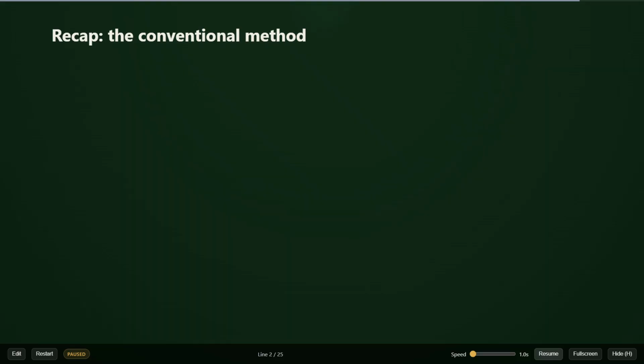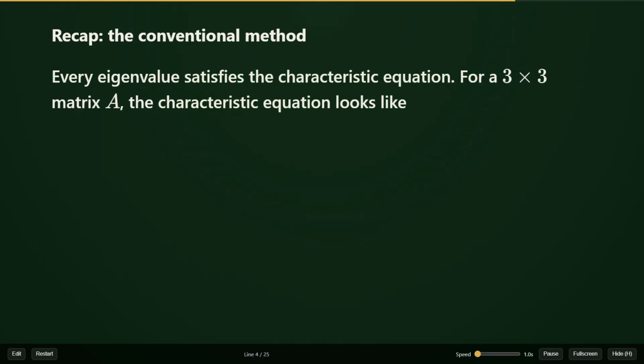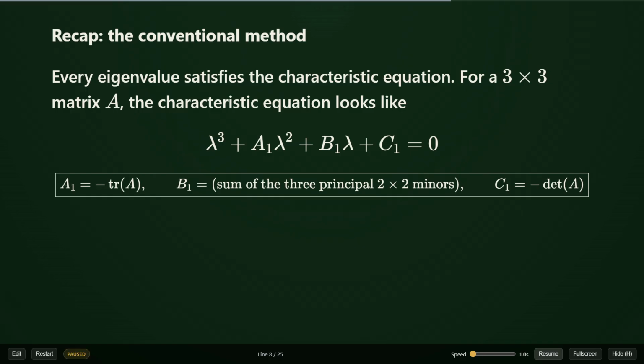Before we learn the tricks for finding out the eigenvalues for some special matrices, let us just recap the conventional method. Now, if you have been given a matrix A, which is say 3 by 3, then the standard method of finding eigenvalues is finding the determinant of A minus lambda I and equating it to 0.